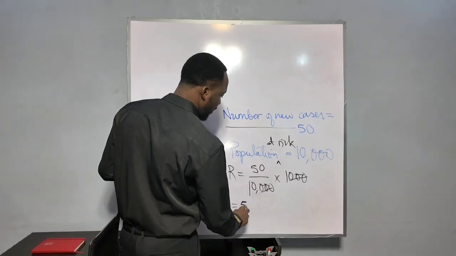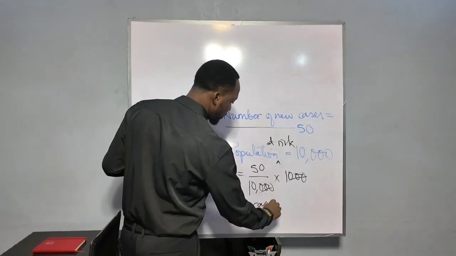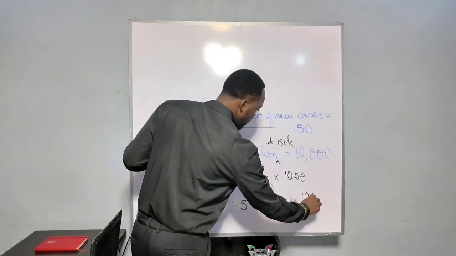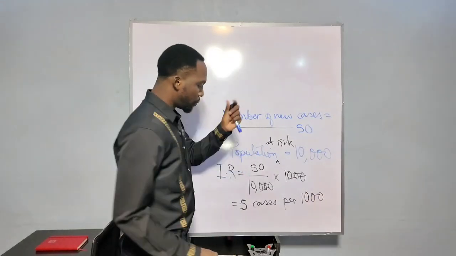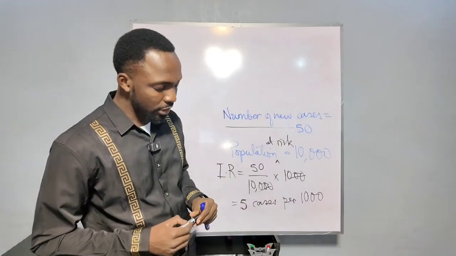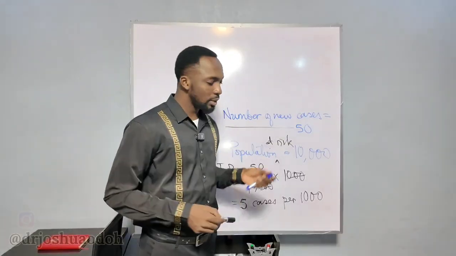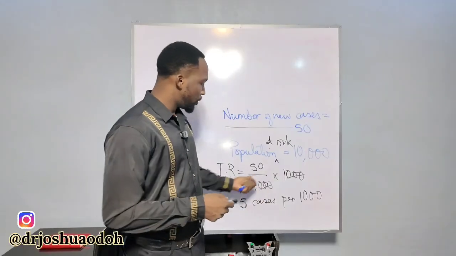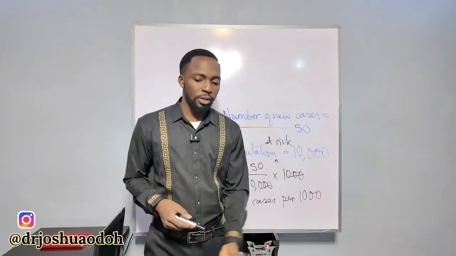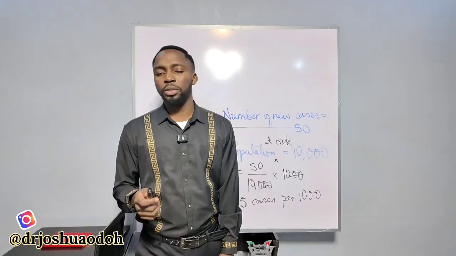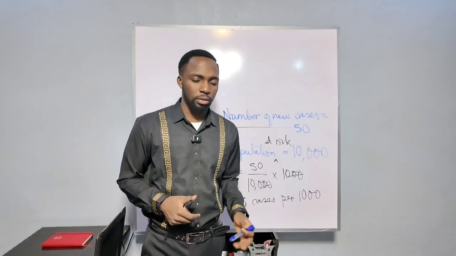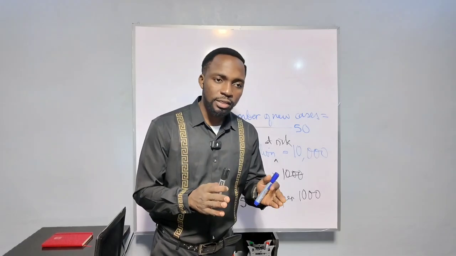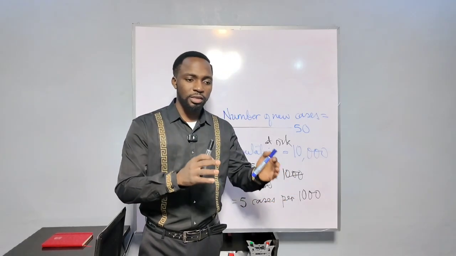So we have 5 cases per 1,000 people. That's the incidence rate. 5 cases per 1,000 people. And so, incidence is the number of new cases, and the incidence rate, measured using this formula, is 5 cases per 1,000 people per year, because it's in a defined or specified period of time.